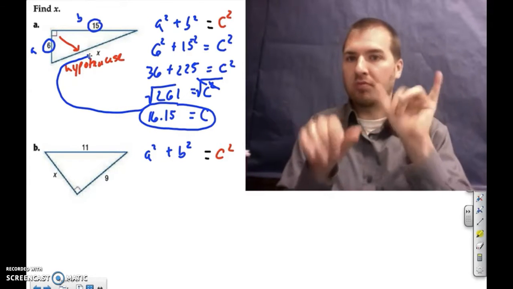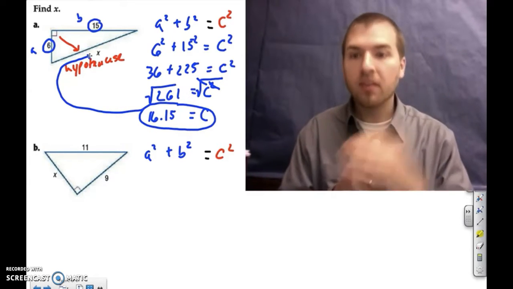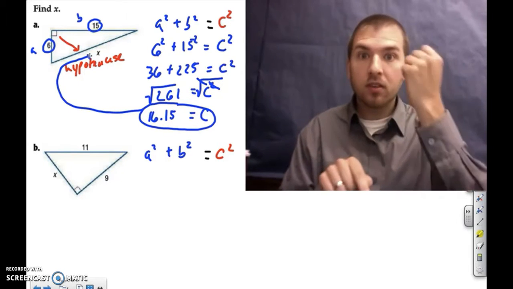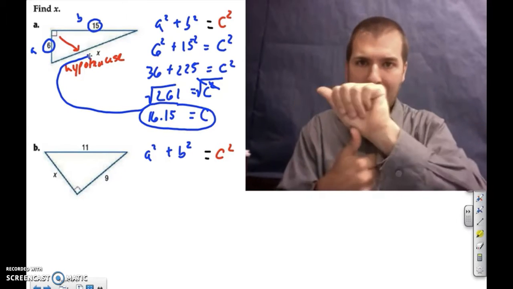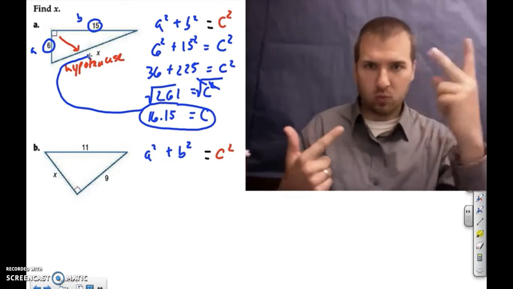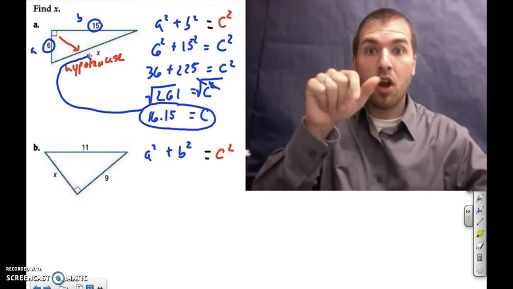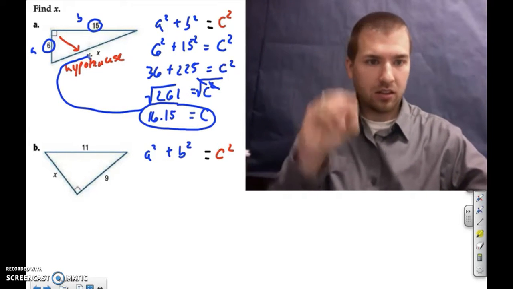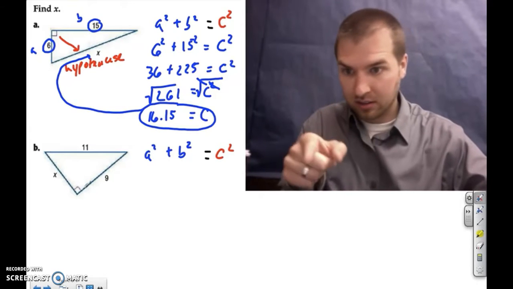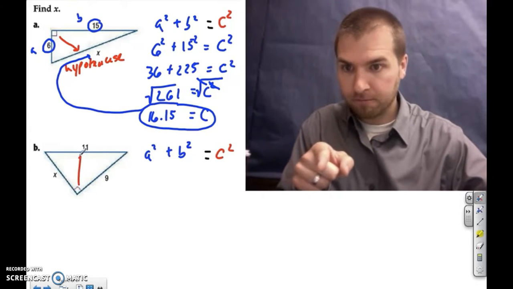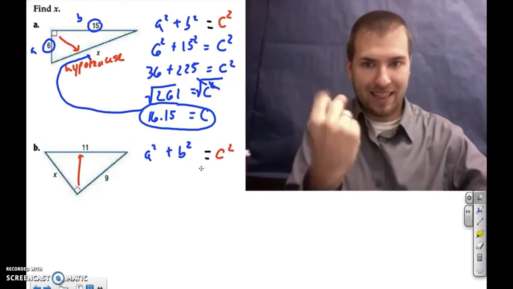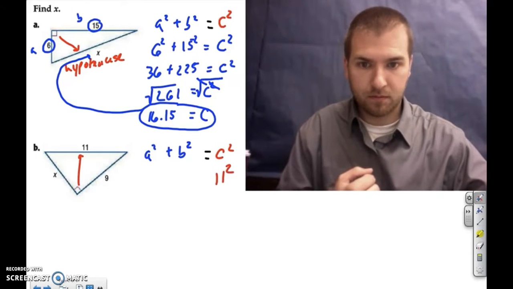So we figured out that we have 6, 15, and then our long side is about 16.15. So then let's go down to the next one. It's important to look at A and B, and remember that C is always opposite of the 90 degrees. So we can see that 11 is going to be our hypotenuse, and that's our C. So we'll put 11 squared.